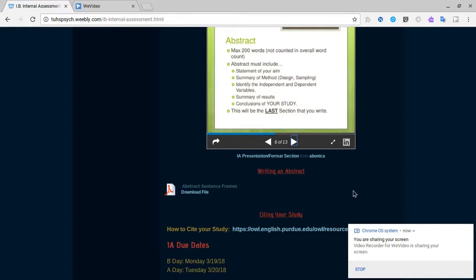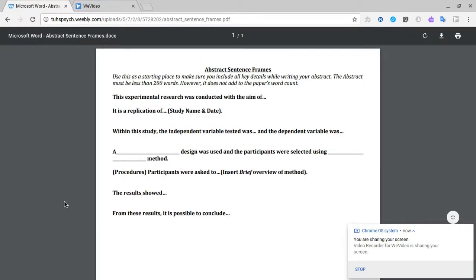In order to help you with this, I've attached a document here, abstract sentence frames. This document will guide you through the abstract and will help you basically complete it. So you can begin with this: The experimental research was conducted with the aim of, put in your aim. It is a replication of, input the study name and the date that you replicated.